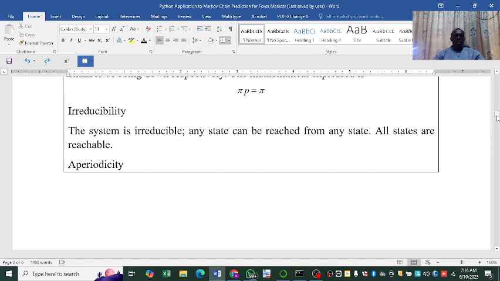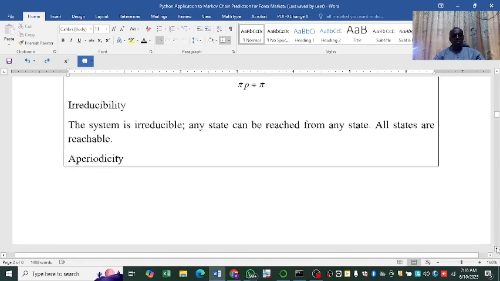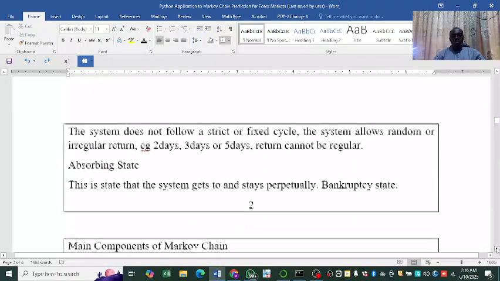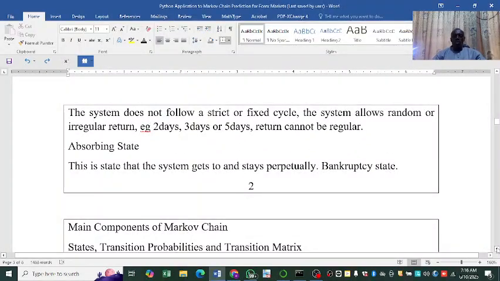Then the next one is a periodicity assumption. A periodicity assumption simply means that the system does not follow a strict or a fixed cycle. It allows random or irregular cycles, e.g. 2 days, 3 days, 5 days, and so on and so forth. The system return cannot be regular. It's assumed to be irregular.